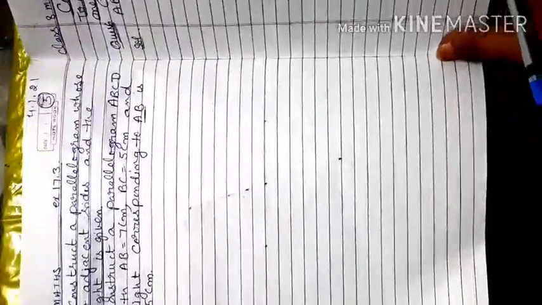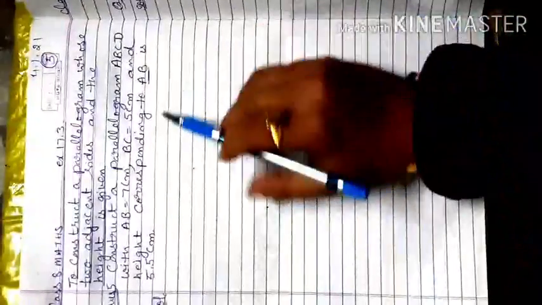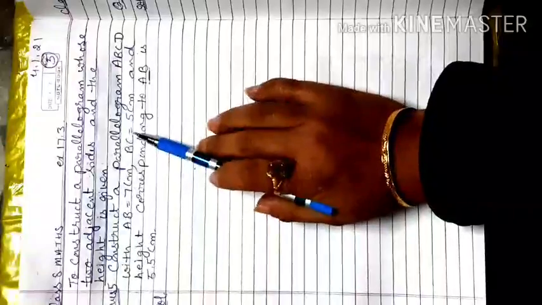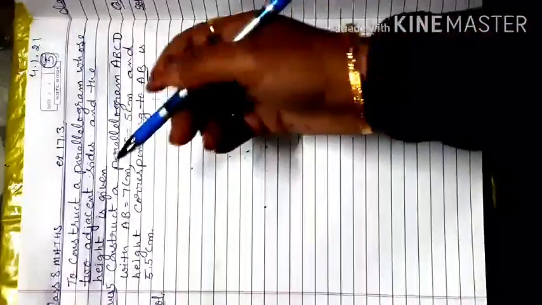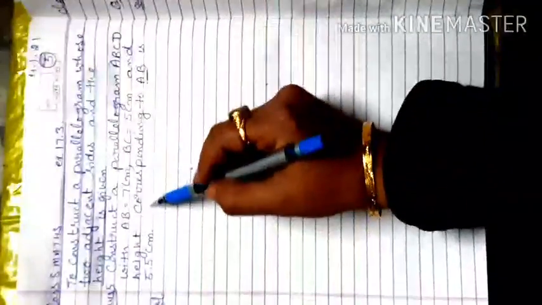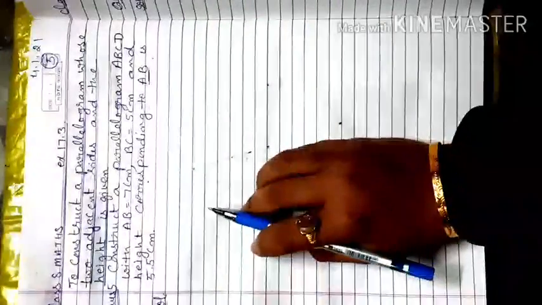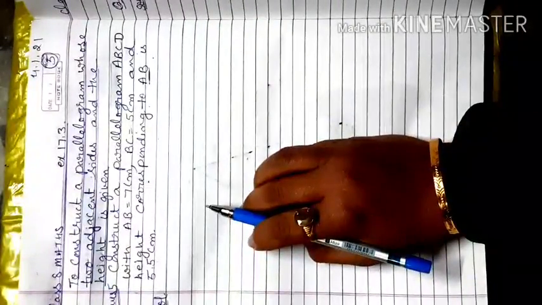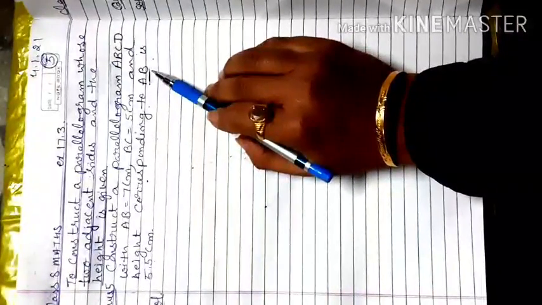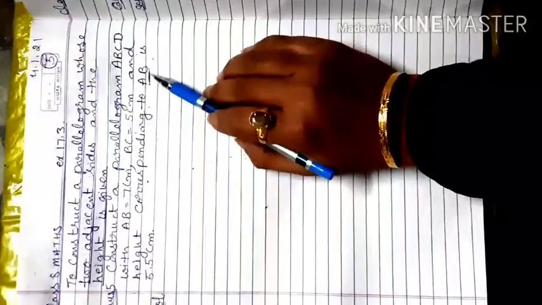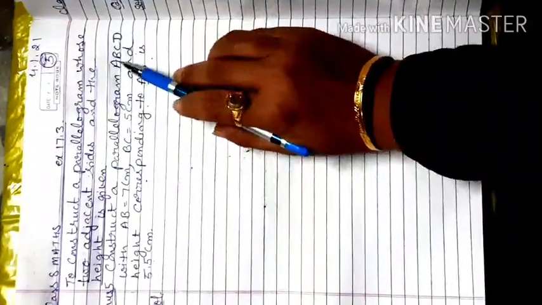Now our next question is the last question of the parallelogram type. In this, construct a parallelogram ABCD, AB equal to 7 centimeter, BC 5 centimeter, and height, that is the distance between two parallel lines, corresponding to AB. There is some problem in this question. They said that you have to draw a height line, and that is the distance between the lines, because AB is opposite.